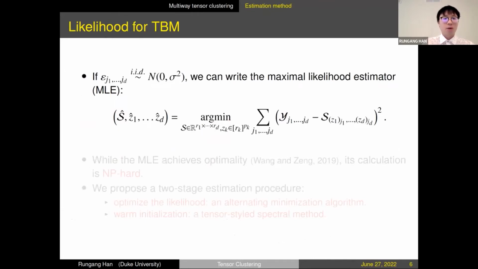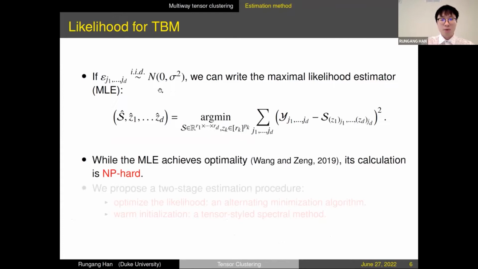We're assuming that the noise are i.i.d. Gaussian. Then at first glance, we may just want to find the maximum likelihood estimator, which has this simple form. And actually it has been proved by previous work of Wang and Zheng in 2019 that this MLE already achieves optimality, which I will define and discuss later.